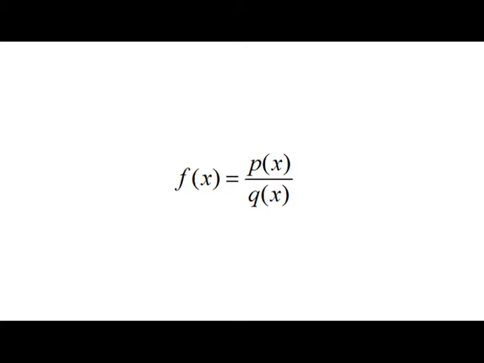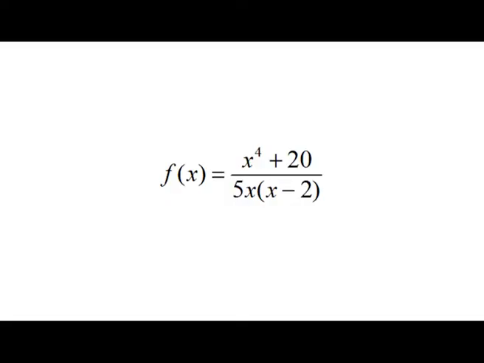Continuity of rational functions. Let f of x equal to p of x upon q of x be a rational function and c be a point such that q of c not equal to 0. Then the limit as x approaches c is obtained by substituting x equal to c in the rational function. That is, limit of f of x as x approaches c is f of c. Hence, it follows that f is continuous at c. It follows that every rational function is continuous at every point where its denominator is different from 0.